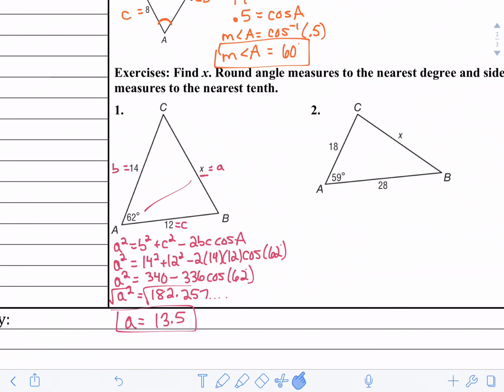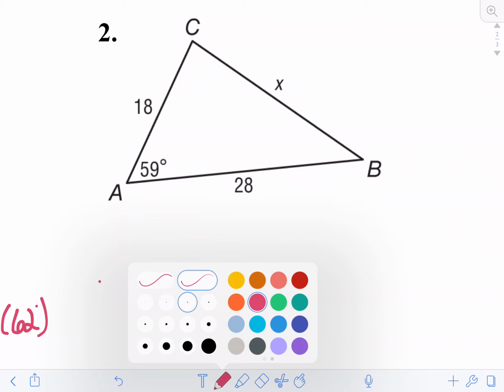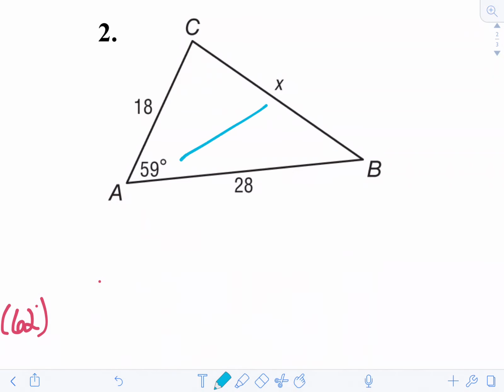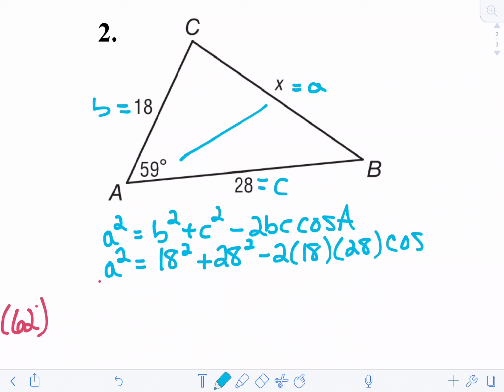Right, and then the last one, same sort of setup here. We're trying to solve for x. So x is across from a, so here's a again. Across the b, little b, across from angle C is little c. So a squared is equal to b squared plus c squared minus 2bc cosine of A. So a squared is equal to 18 squared plus 28 squared minus 2 times 18 times 28 cosine of 59 degrees.